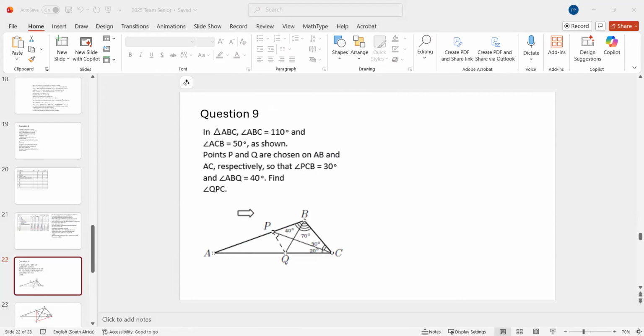Right? And then from angle C, which is 50 degrees, you draw out at 20 degrees. So PCB is 30. So you draw out 30 degrees from line CB, and it meets this at P. And the question is to calculate.